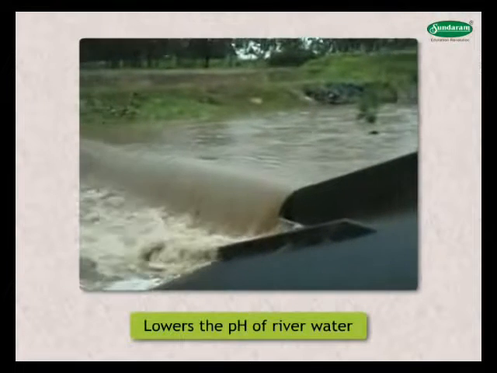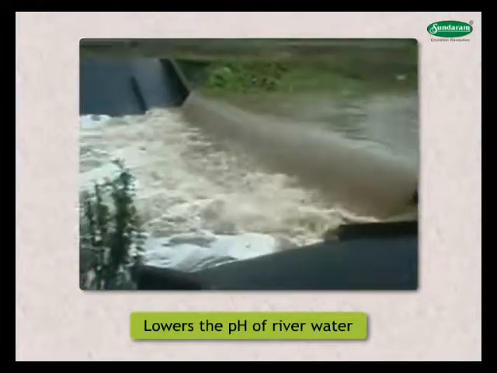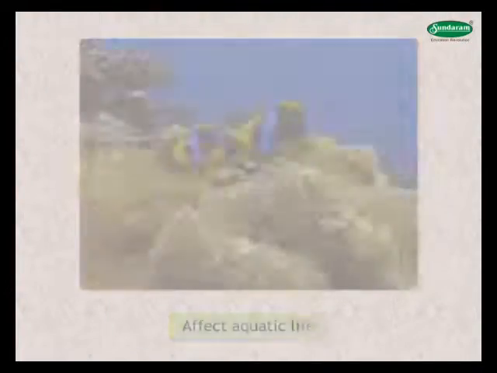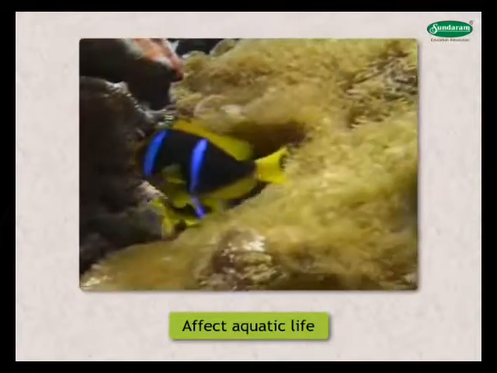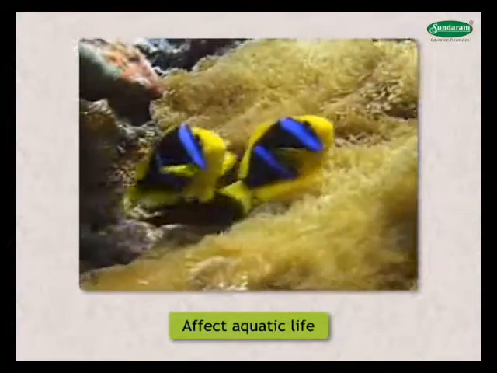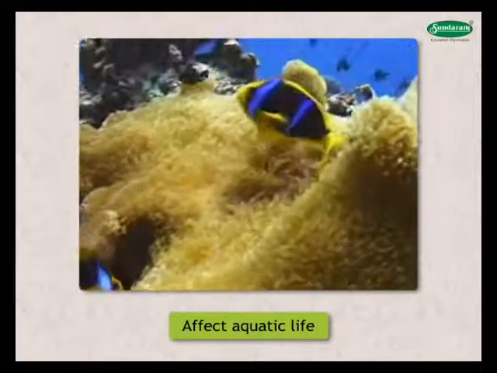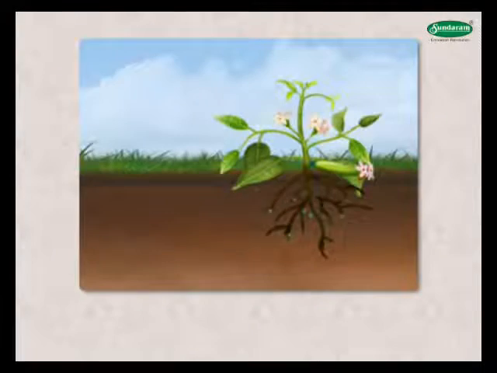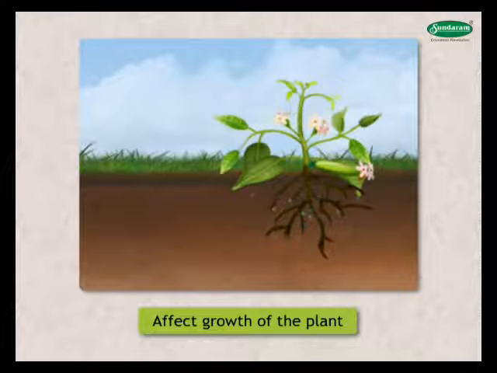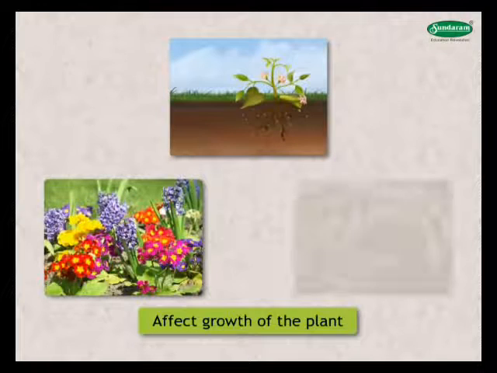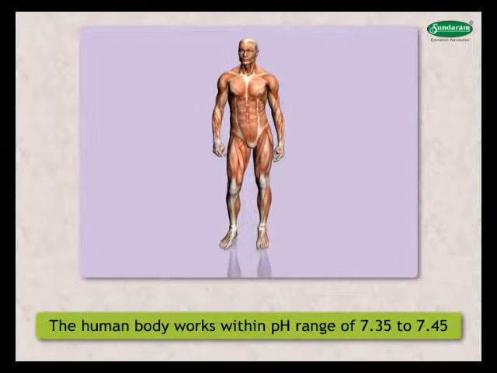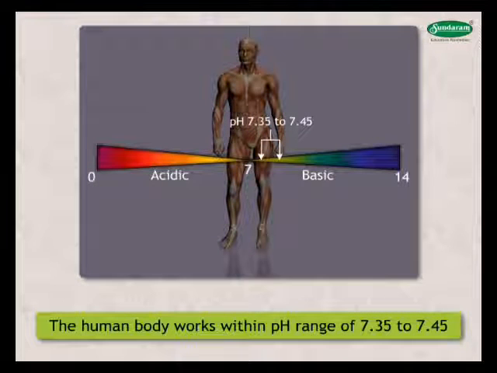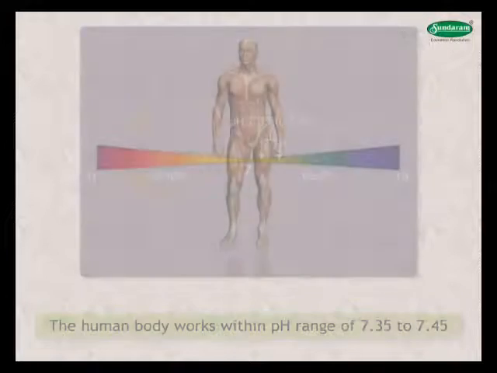When it flows in a river, it lowers the pH of river water. Aquatic life is drastically affected due to acidic nature. Not only that, when this type of rainwater is absorbed by plants, it affects their growth, the flowers and fruits they bear, etc. The human body works within pH range of 7.35 to 7.45.